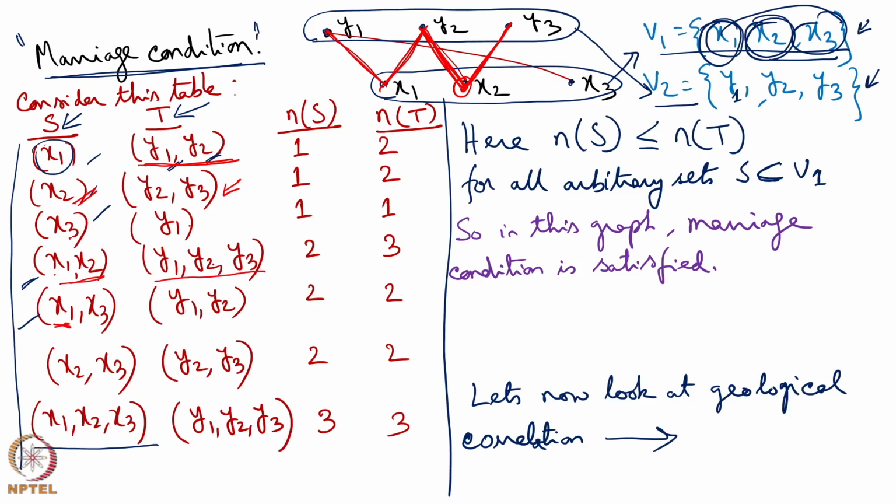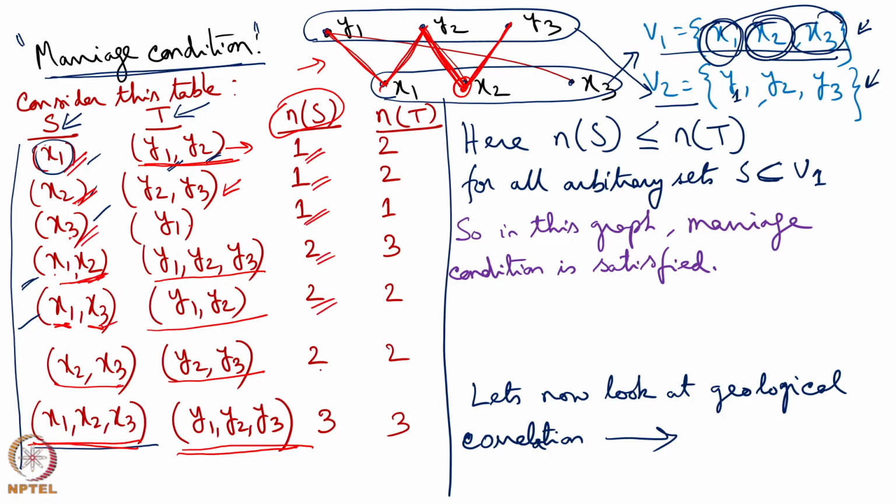x1 connected with some edges, x3 connected with some edges, write them all: y1, y2. So, x2, x3 will be y2, y3 and x1, x2, x3 will be y1, y2, y3, because in the graph I can clearly see there are no unconnected vertices. So, I expect that if I write all the xi, I will get all the yi over here. Now, we will write down how many elements are there in the set. Here we have only one element, here one element, here one element, this has two elements, this has two elements, this has two elements and this has three elements.